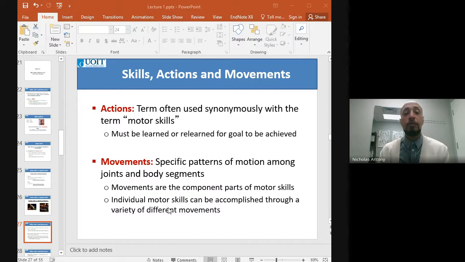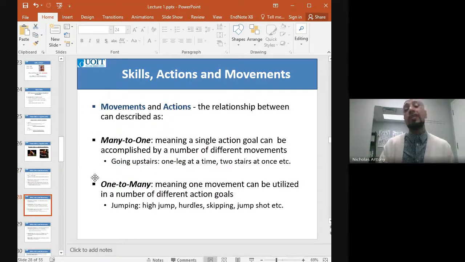So you guys understand the difference between movements and skills? Awesome. So we needed a term, right? We needed a term to describe that. And so you could say that the relationship between movements and actions is many to one, meaning that a single skill or action goal can be achieved under a wide range of different movements. And individual movements like hip flexion can be used in a wide variety of different skills, like walking, running, jumping, dance, all of that stuff.